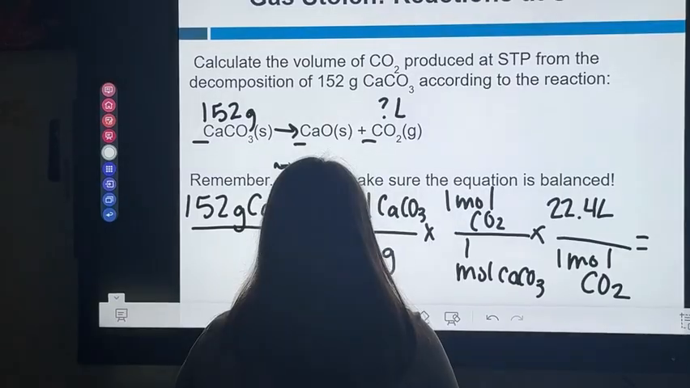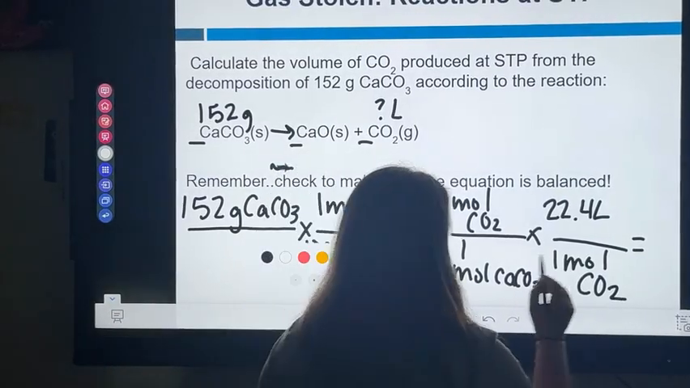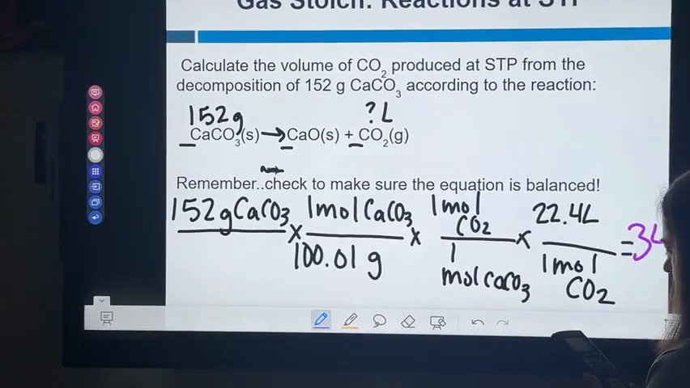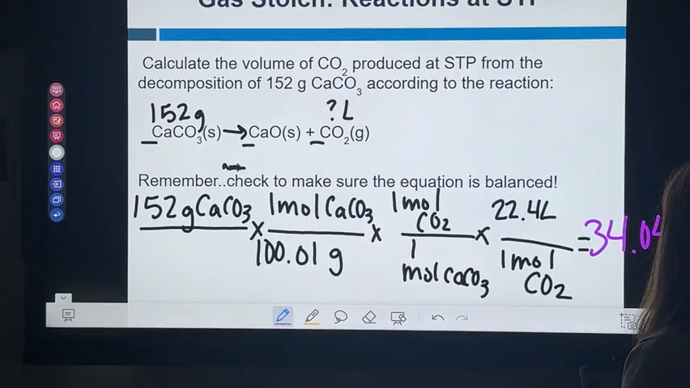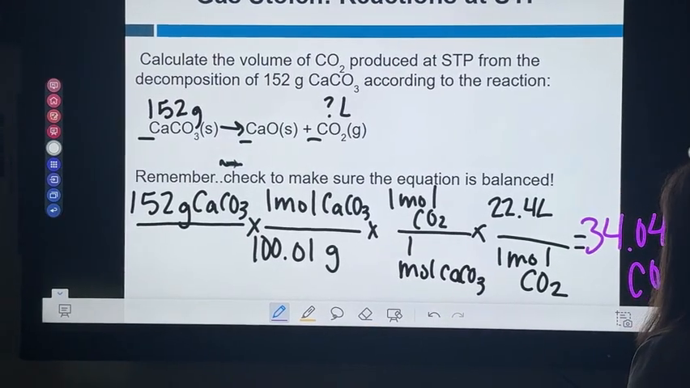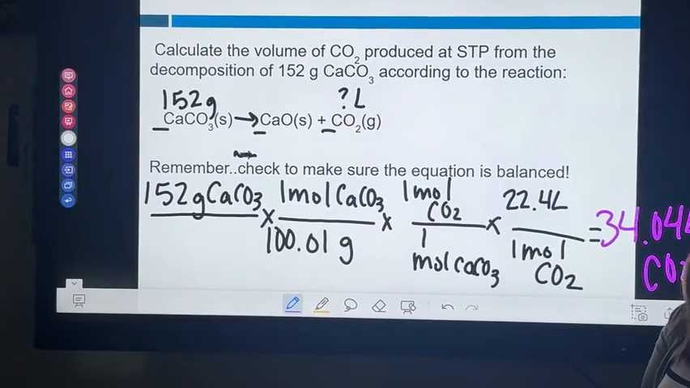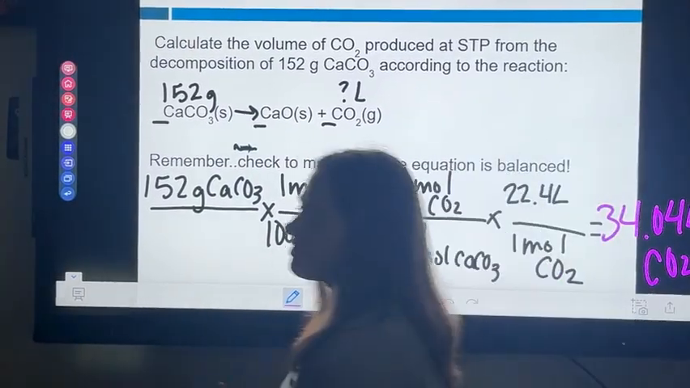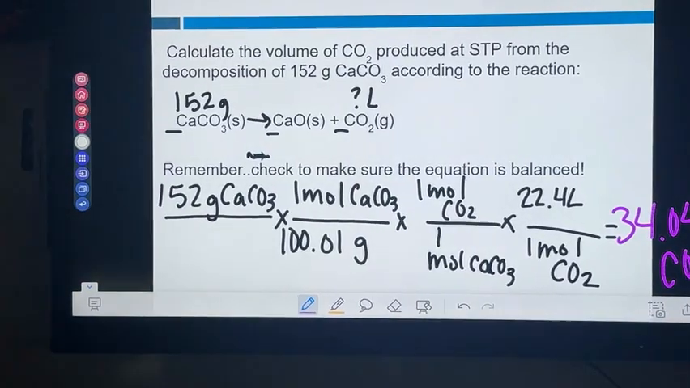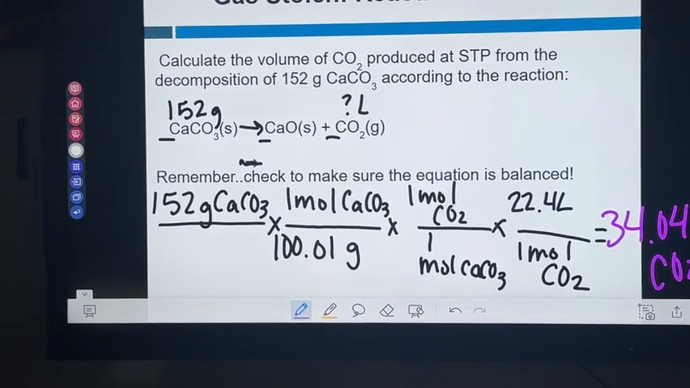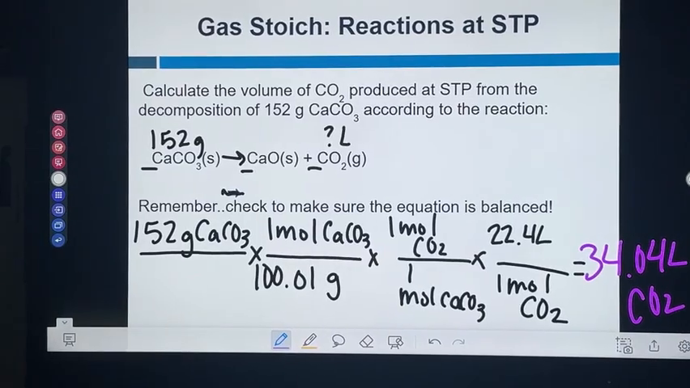34.04. Let's change this font color so it shows up on my black. So 34.04 liters of carbon dioxide. It is a longer equation, so if you do need help, make sure you ask your teacher. This was at STP, and now we're going to start to do some that are not at STP, so we add a second step.